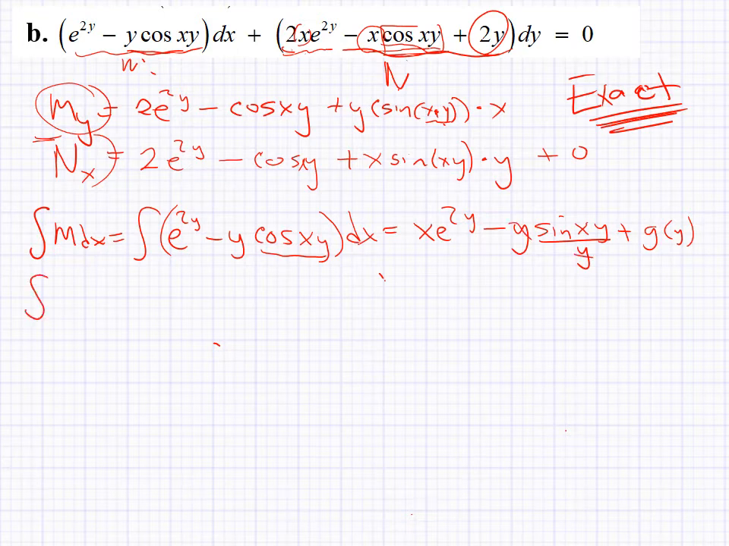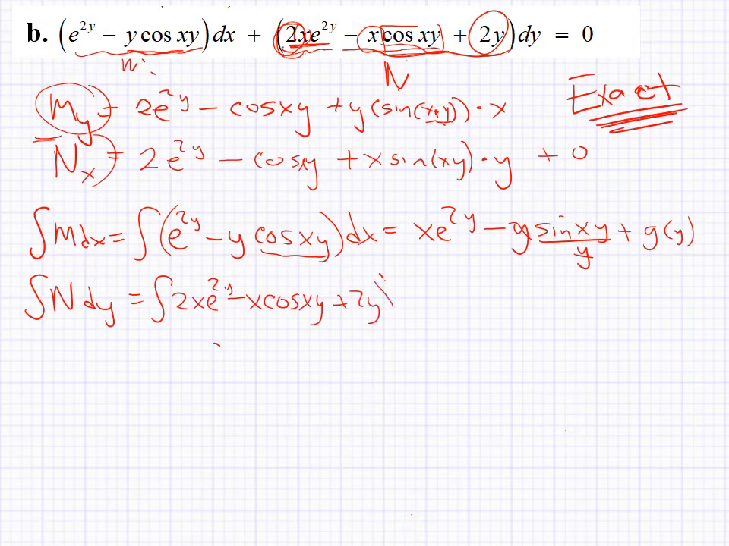All right, then we go to the integral of N with respect to y. So if we did the integral of N with respect to y, what I'm going to end up with here is the integral of this with respect to y. So this whole thing is just one giant constant multiple. So we have this 2x. Let me just write it all down first. 2x e to the 2y minus x cosine xy plus 2y, again with respect to y.